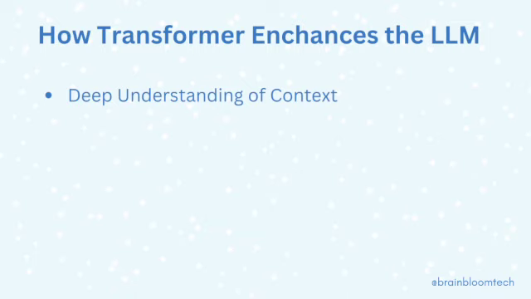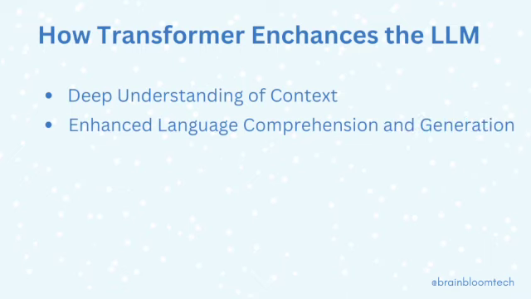Enhanced language comprehension and generation. The transformer equips the LLM with the ability to read through all the books in the library simultaneously. It can see and remember intricate details from one part of the library, or text, while reading another part. This gives the LLM the power to generate more coherent, relevant, and contextually rich responses, much like a master storyteller who weaves together different story threads into a captivating narrative.